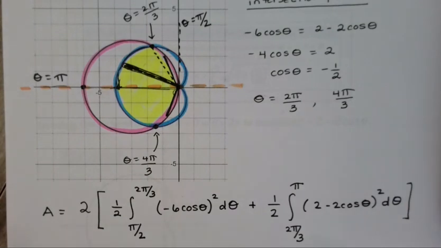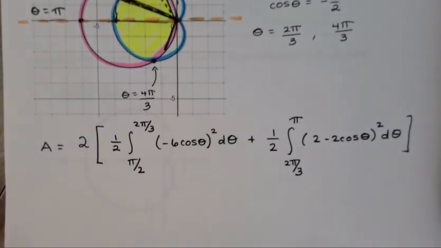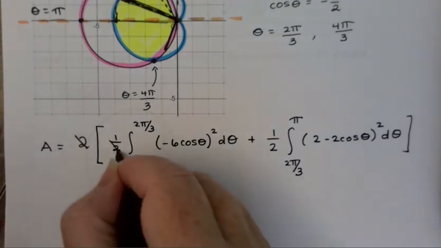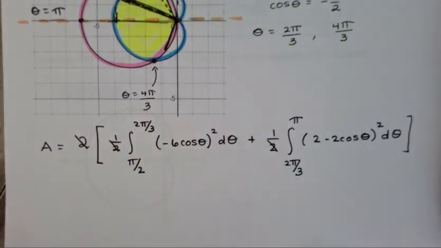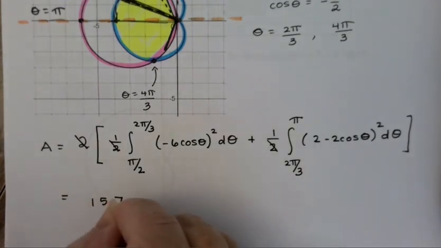Whew, that was a lot of work. All right. I did all of this math, and by the way, I just kind of went ahead and distributed to get rid of all those 2's and 1/2s. And when I did those 2 integrals and added them up, I ended up getting 15.71.